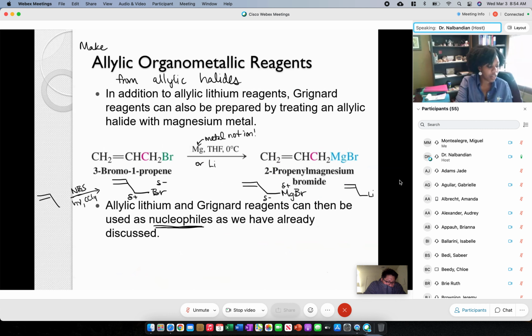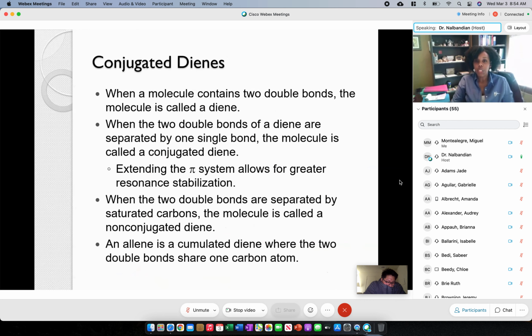All right, then we're moving on to 14-5. Everything we just talked about was what if we have one double bond and it's an allylic system. Now we're talking about if we have two double bonds, a diene. If they're separated by one single bond, we'd call it a conjugated diene. Conjugated dienes are very stable because they have greater resonance stabilization. So we're going to talk a lot about these conjugated dienes here.